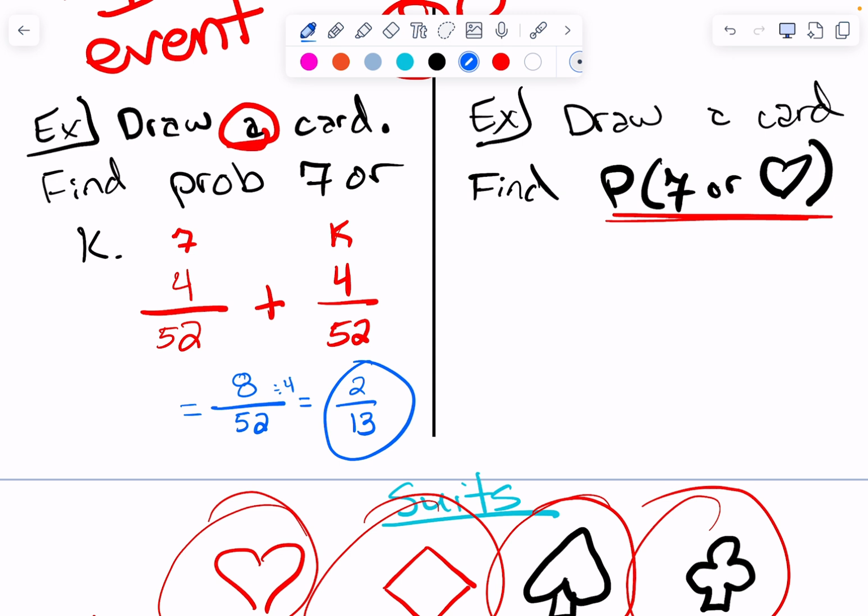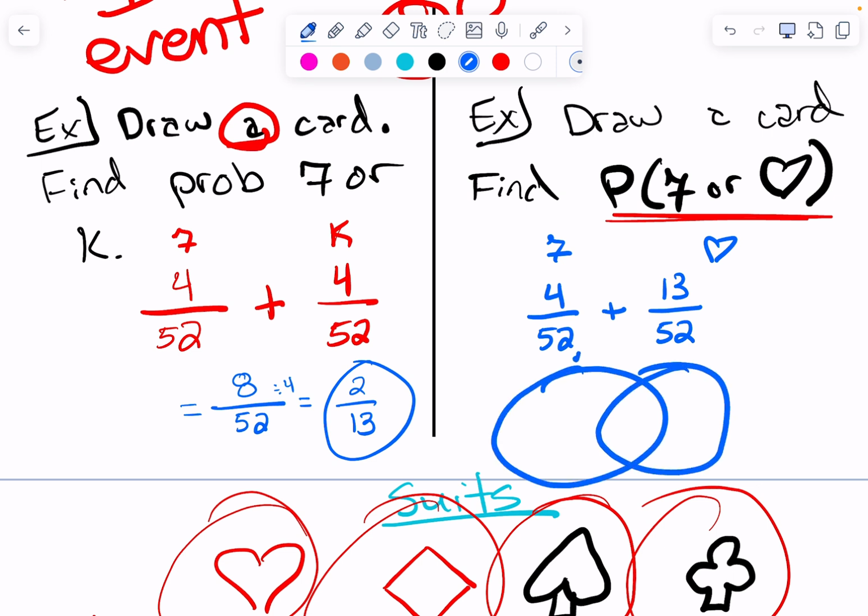So there's 13 hearts. There's 4 sevens, which is 4 out of 52. How many hearts are there? 13 out of 52. Now here's the problem. If I draw a Venn diagram and here's all my sevens, there's 4 sevens. These are hearts. There are 13 hearts, but there is one card that is counted twice, right?